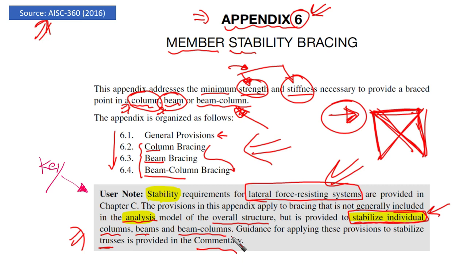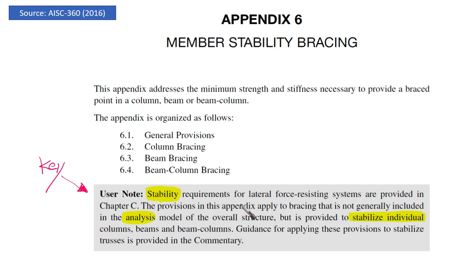So I want to highlight something important here, which is related to what we need to differentiate between two different types of bracing. First of all, we have two different types of bracing. One is called stability bracing, which we are going to explain now, and the other is lateral force resisting system bracing.